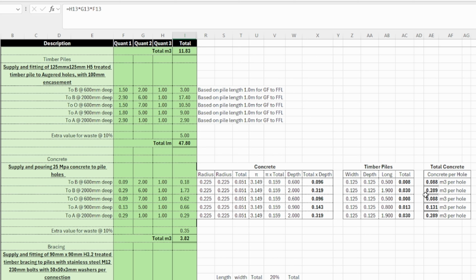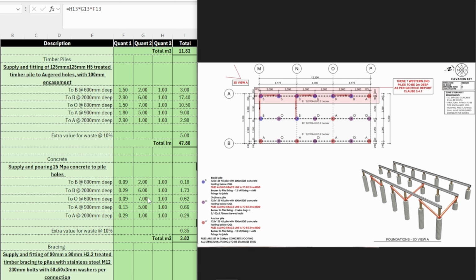Now it's a simple equation to work out how much concrete is required once you take the pile out, is you take the total concrete figure and you take out the timber figure. And that gives you a 0.088. And then all we need to do is just transfer all those quantities over to here. And now it's just a simple equation to fill in the rest in, which will be the same as what we got here in Quants 2. But it's just the amount of piles.